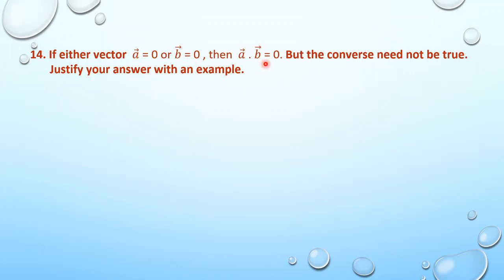The converse means what? If a dot b is equal to 0, then it is not necessary that a or b should be equal to 0. Both can be non-zero vectors. That possibility is there, they are telling. So if that possibility is there, then justify your answer with one example. With an example, you need to prove that.